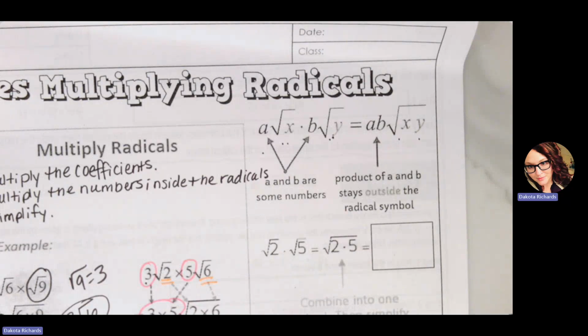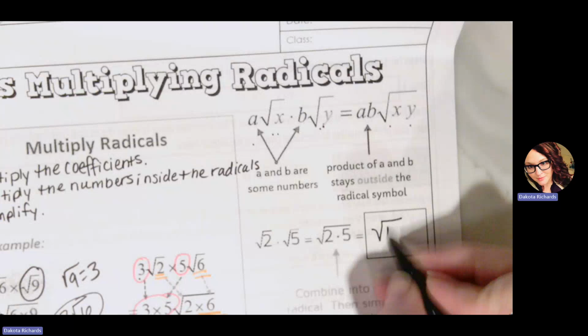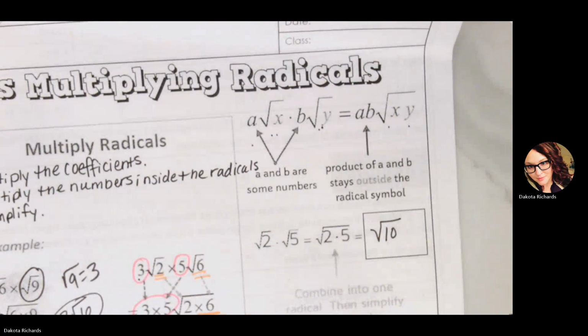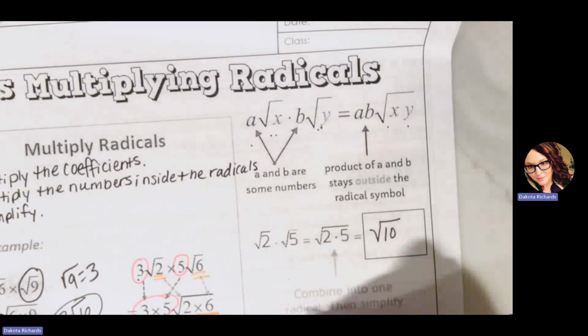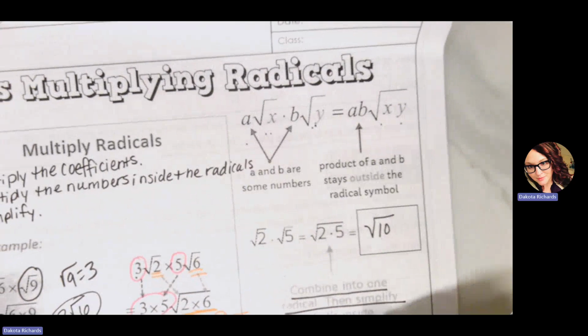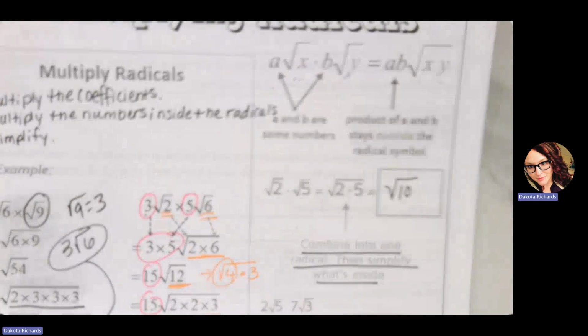Okay, so the square root of 2 times the square root of 5 is just the square root of 10. So we're going to combine into the radical. That's what this says. And then simplify what's inside. Square root 10 does not simplify any further. So that one was easy. We're done with that.